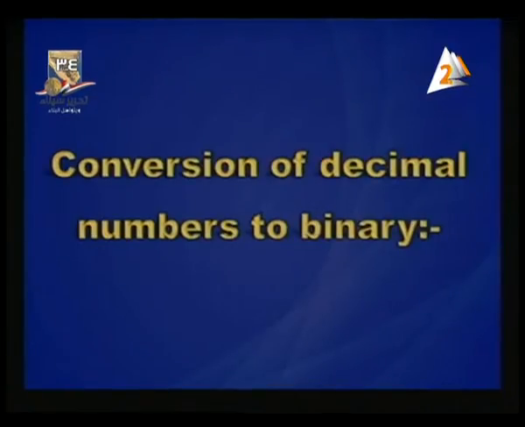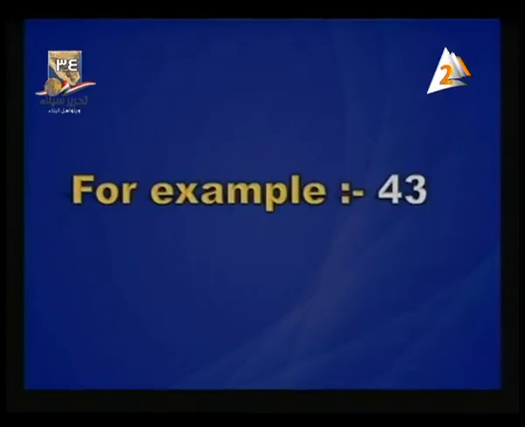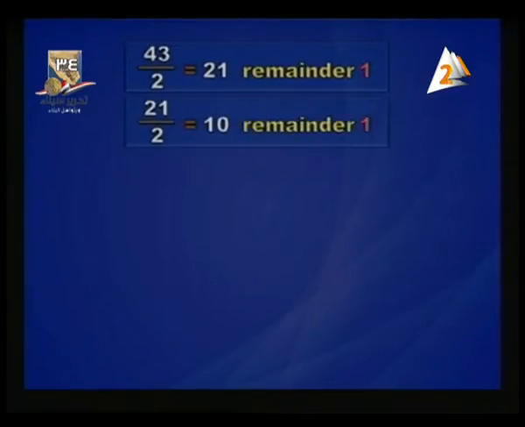And now, how to convert from decimal numbers to binary? This is very interesting and important. Conversion of decimal numbers to binary. For example, 43, we want to convert it into its binary equivalent. Okay, 43 is divided by 2. It will give 21, and the remainder is 1. We'll do the same with 21. 21 divided by 2 will be 10. 2 times 10 is 20, remainder 1.